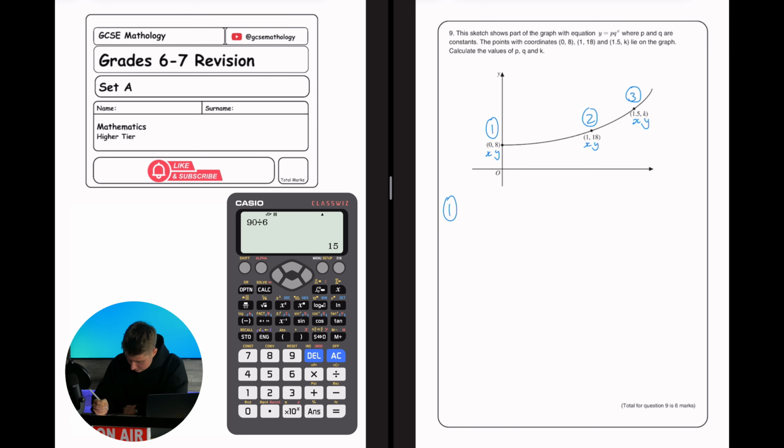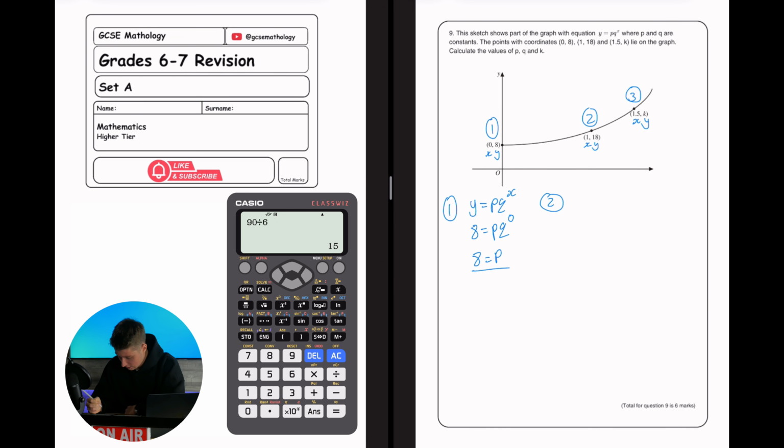So we've got 3 equations that we can set up with 3 unknowns, p, q and k. The equation is y equals pq to the power of x. If we substitute in these values, y is equal to 8, p we don't know, q we don't know, but x is 0. Anything to the power of 0 is always 1. So q to the power of 0 is just 1, so we get p times 1, which is just p. So 8 is equal to p.